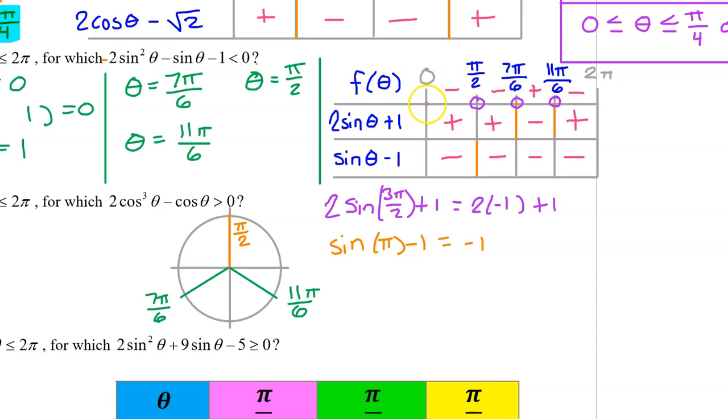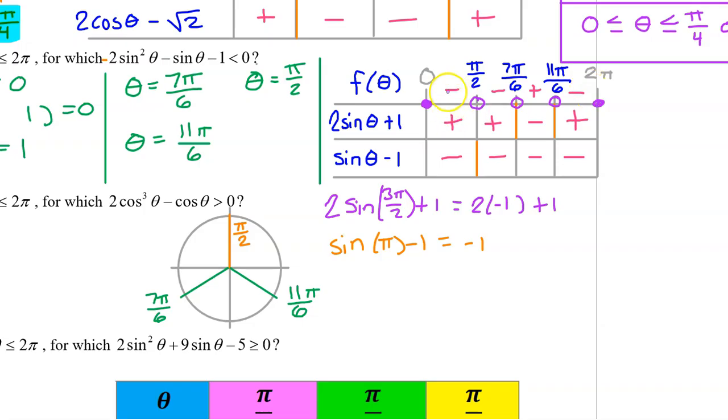However, I'm going to put a closed circle on 0 and 2 pi. Because these are not places where f of theta is equal to 0. These are not critical values. So f of theta is negative at 0. And it is actually negative at 2 pi. So these values should be included because f of theta is negative. It is less than 0 at these two values. So these values need to be included.